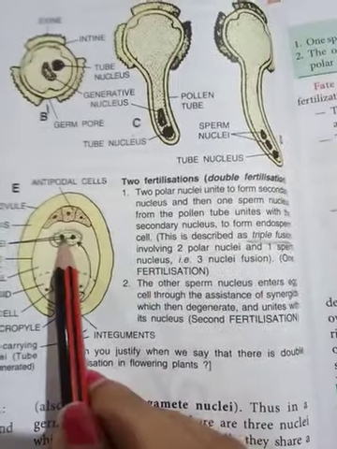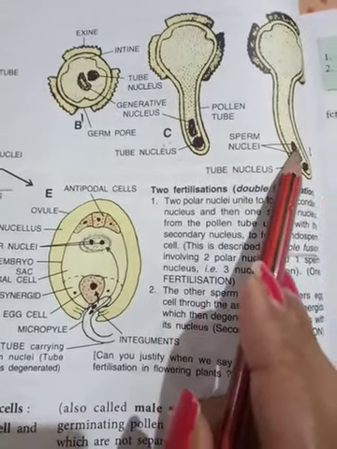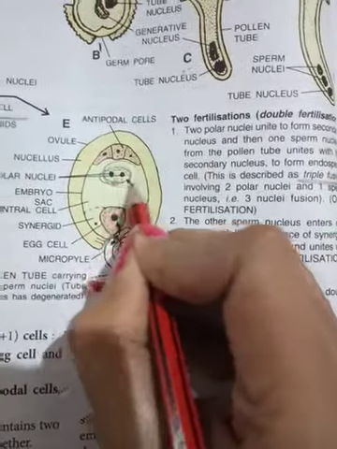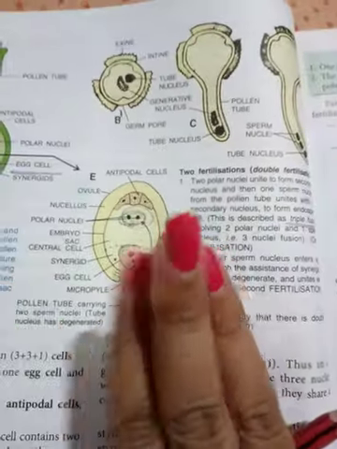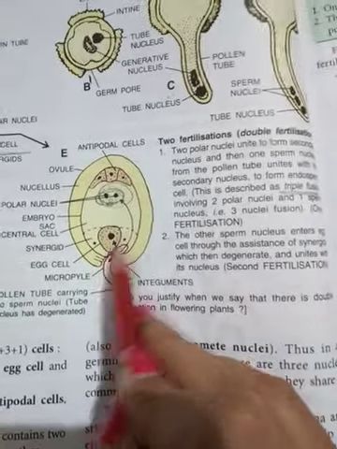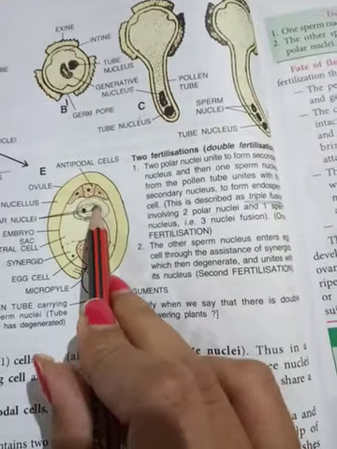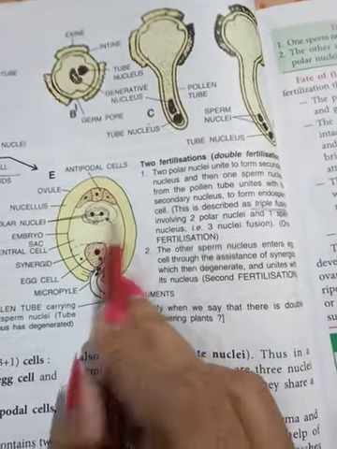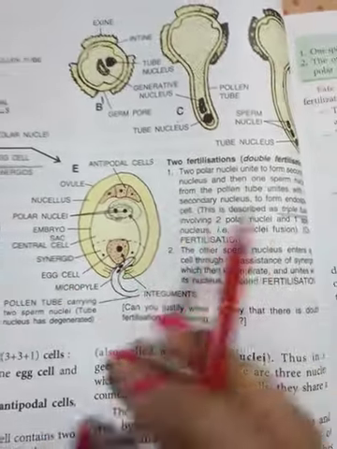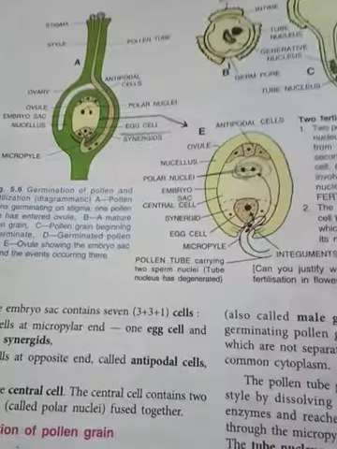Why triple fusion? Because here lie two nuclei, that is 1, 2, and one more comes from the sperm nucleus. So together it becomes 3 nuclei, and it is known as triple fusion since 3 nuclei are fusing together, and the fertilization is known as double fertilization. Here one of the sperm nuclei fuses with the egg, and another fuses with this one. This double fertilization may or may not happen; not in every flower, only in some flowers. So this was all about the fertilization.